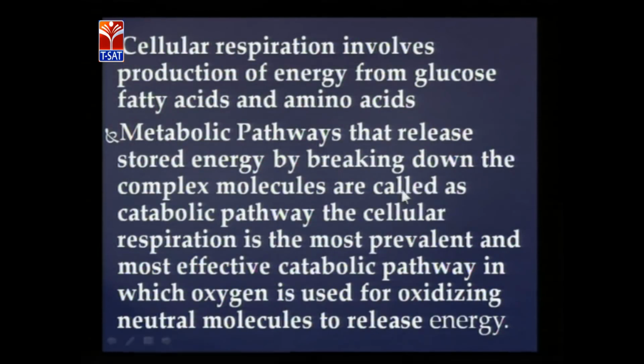Now coming to cellular respiration. Cellular respiration involves the production of energy from glucose, fatty acids and amino acids. All the metabolic pathways that release energy by the breakdown of complex molecules are called catabolic pathways.